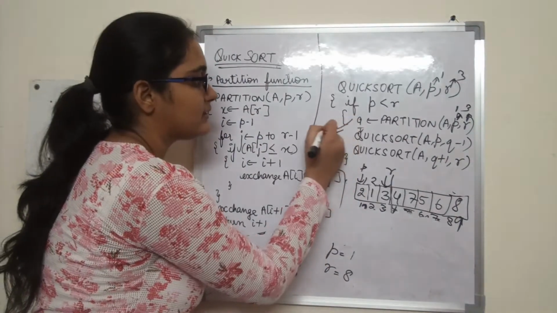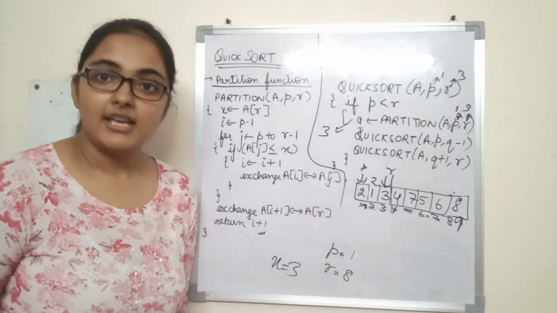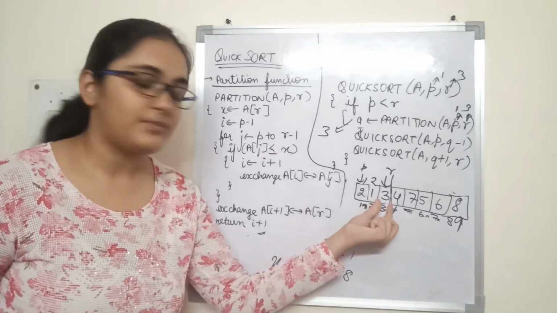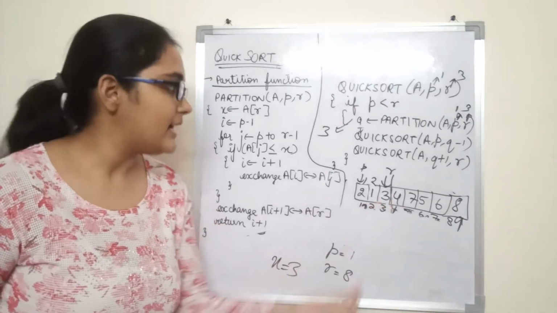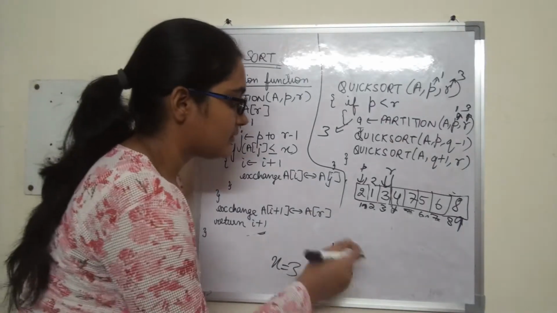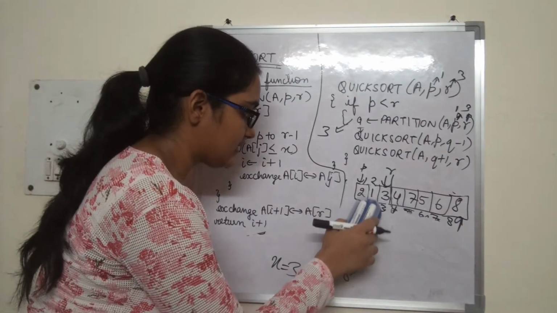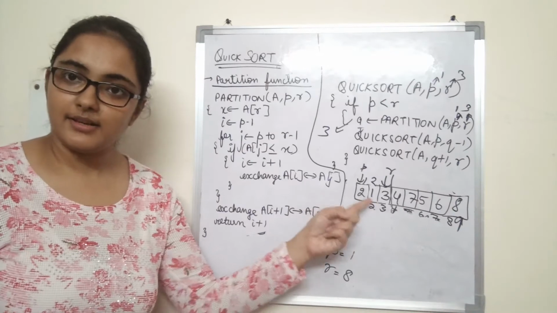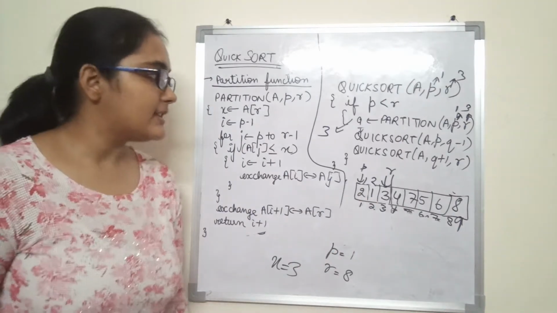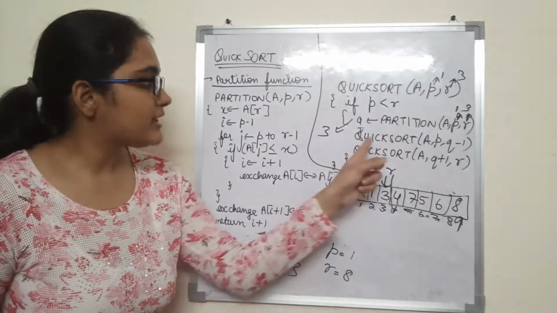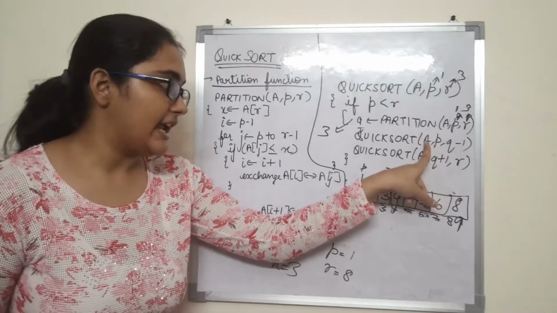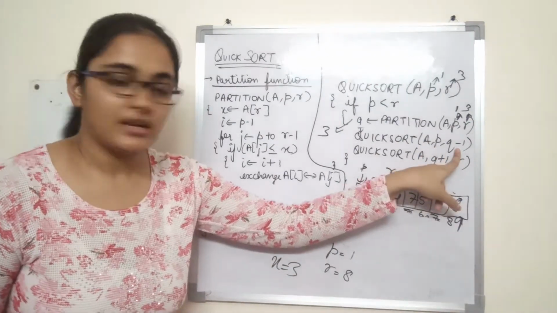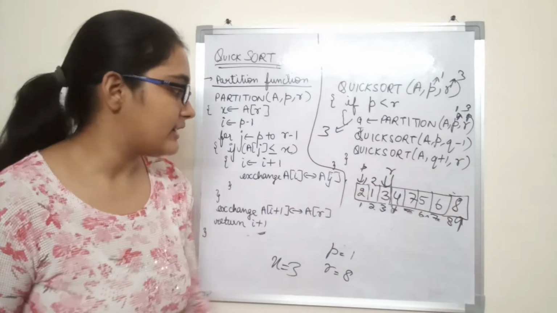So q is 3 now, right? So 3 is the correct position of this pivot element, that is 3, right? Or the third index, right? Index 3 is the correct position of the element 3. Right, now what happens is, now quicksort is called from p to q minus 1. From p to q minus 1, right?